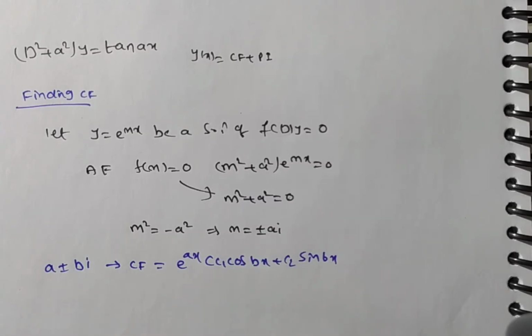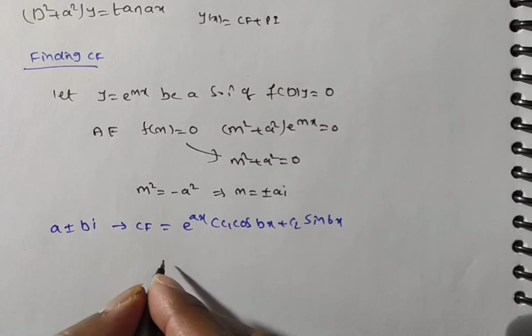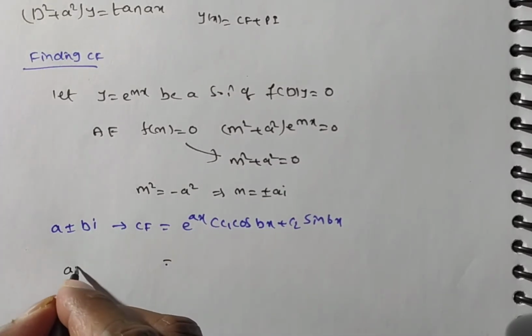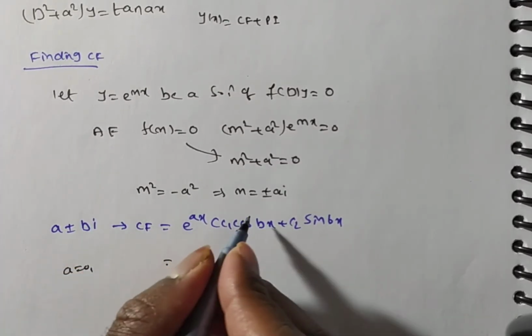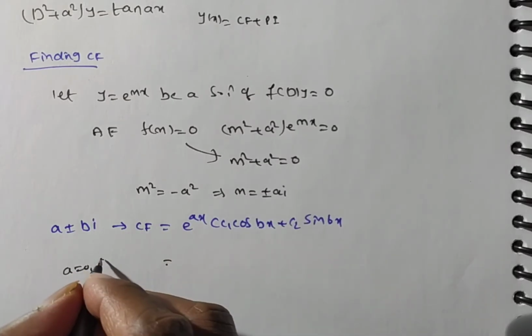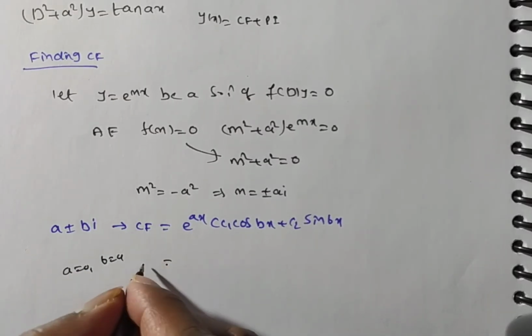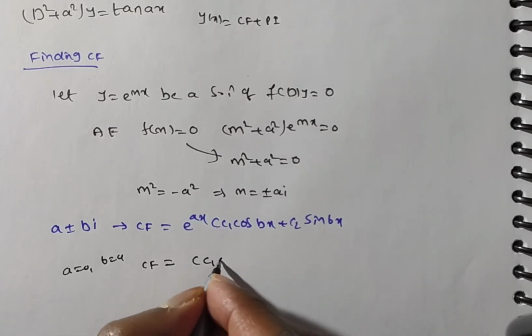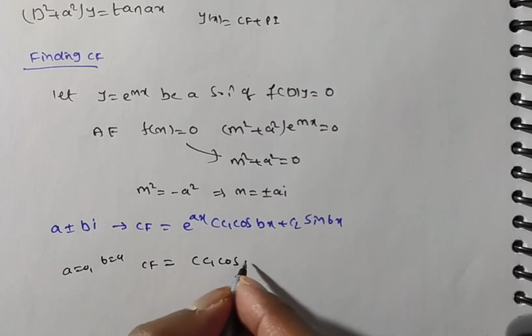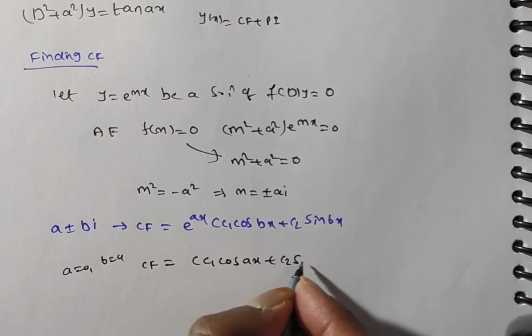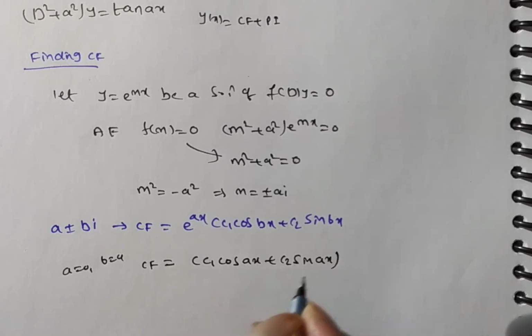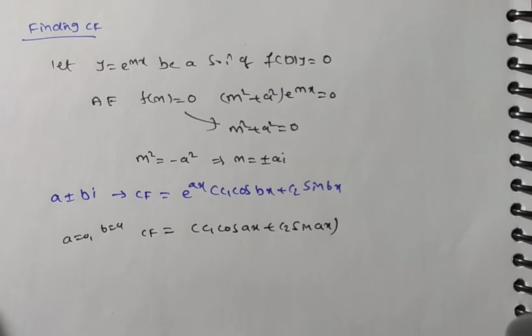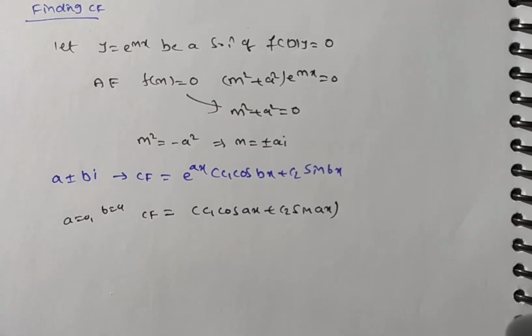So comparing, α = 0, and β is the imaginary part, which here is a. So β = a. Substituting, the complementary function is e^0, which is 1, times c1 cos ax, plus c2 sin ax. So this is the complementary function. Now we have to find the particular integral.